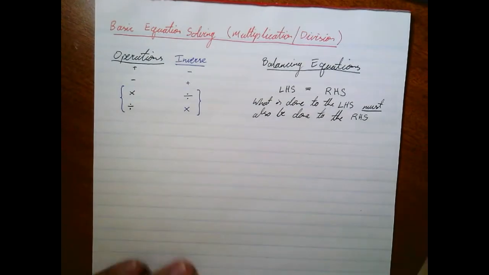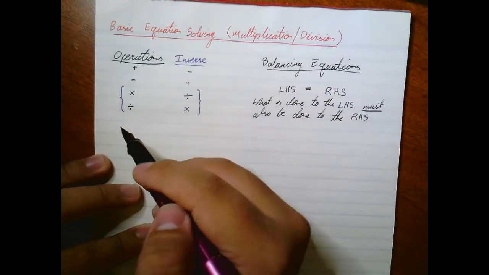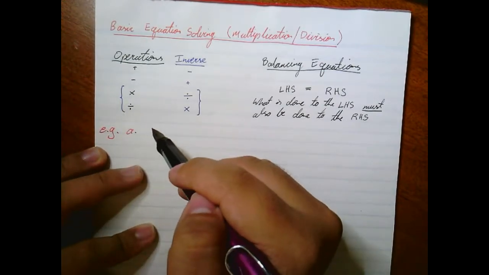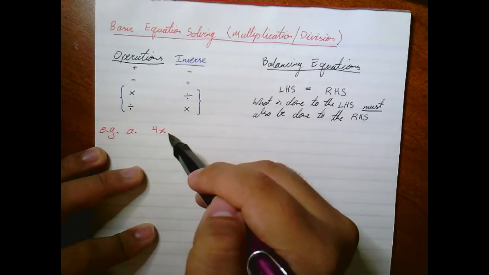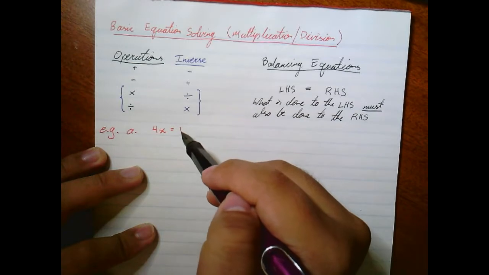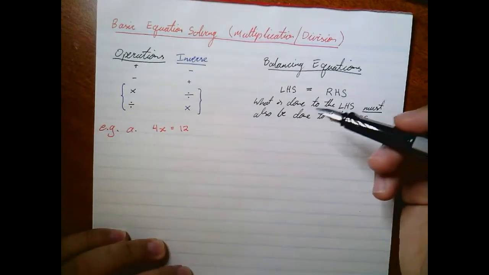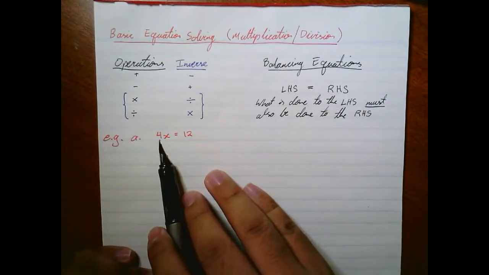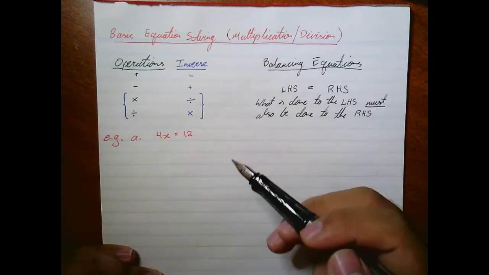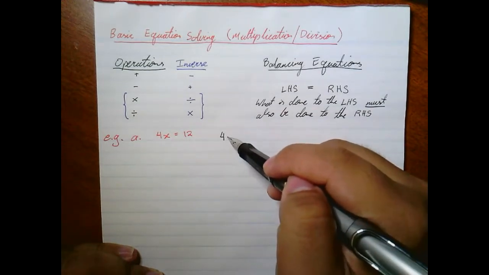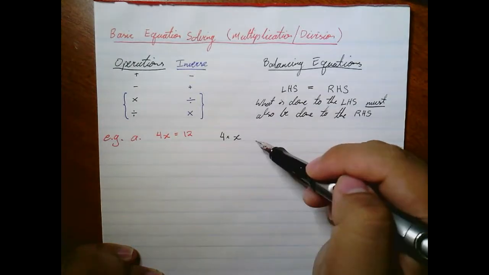Okay, so let's just get straight into it. We'll have a few examples ready to go. If we had the equation 4x equals 12, we can quickly recall that in algebra, the coefficient and the pronumeral is actually a multiplication. So this actually means 4 times x.